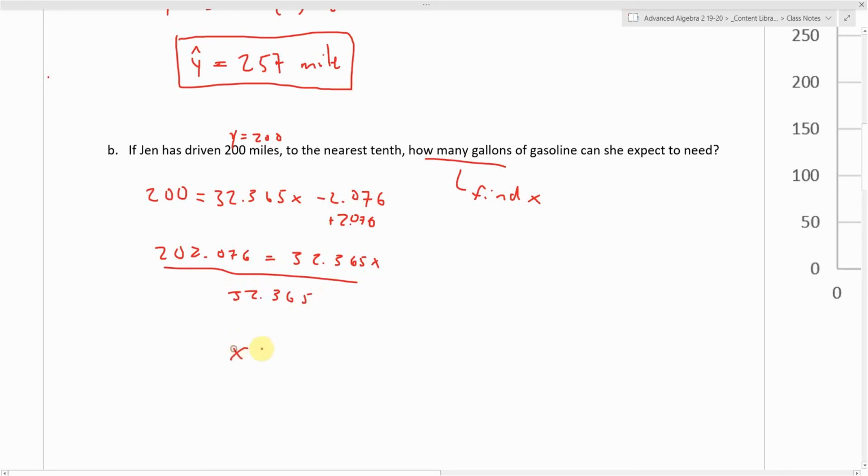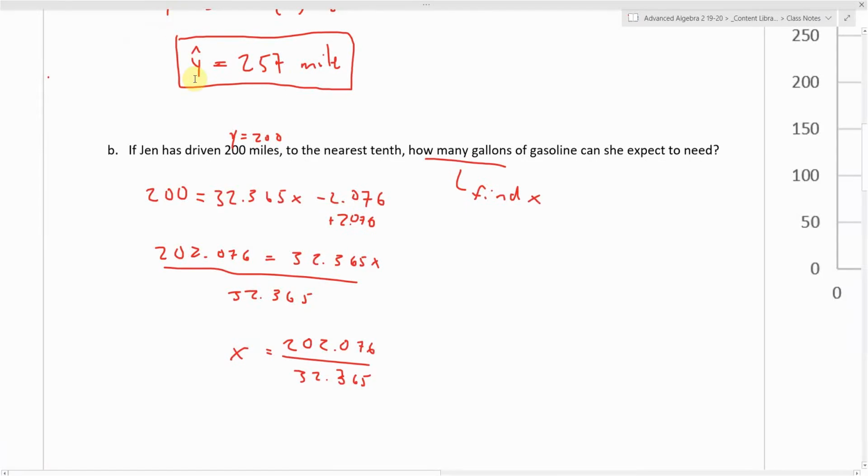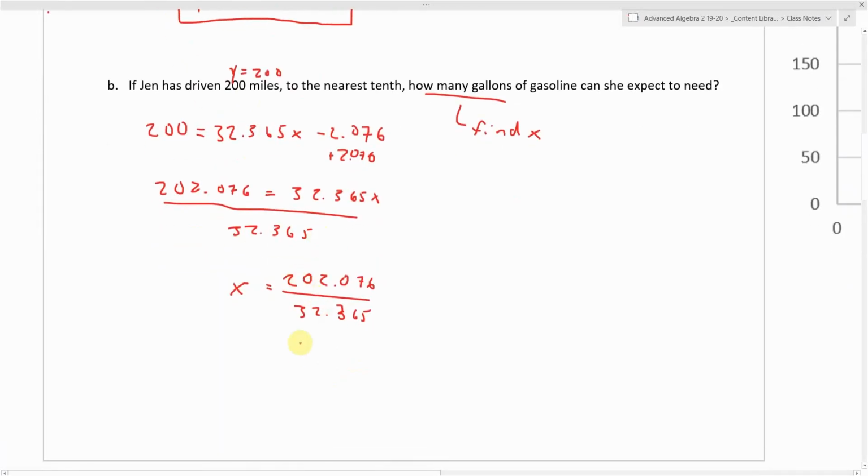And of course I can just divide by 32.365, and x will equal whatever 202.076 divided by 32.365 is. Okay, so we can pull out the calculator again and do that division real quick. And we get 6.24. It says to the nearest tenth, so we can just say 6.2. We would expect then that Jen used about 6.2 gallons of gas on her 200-mile trip.